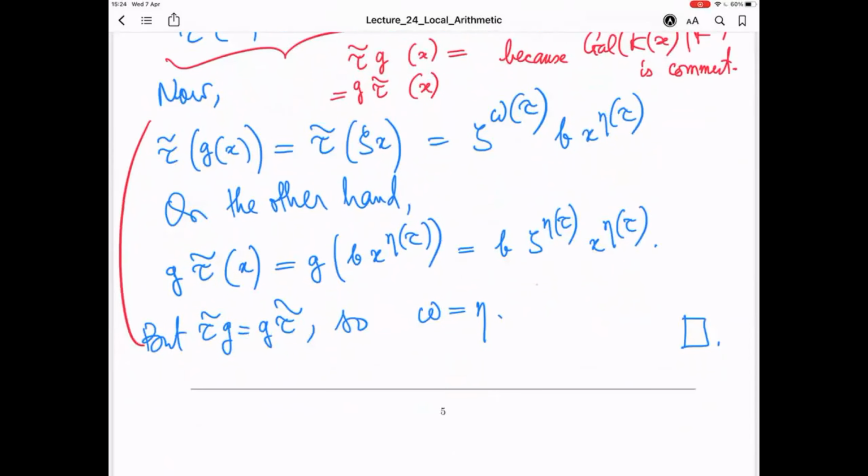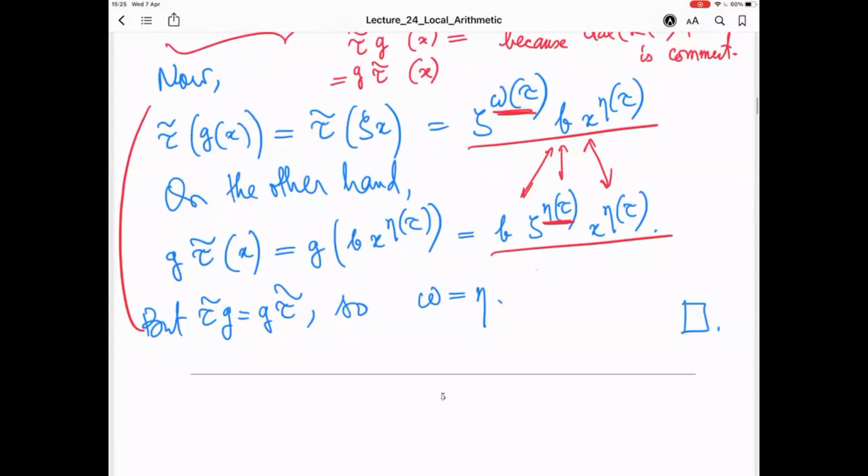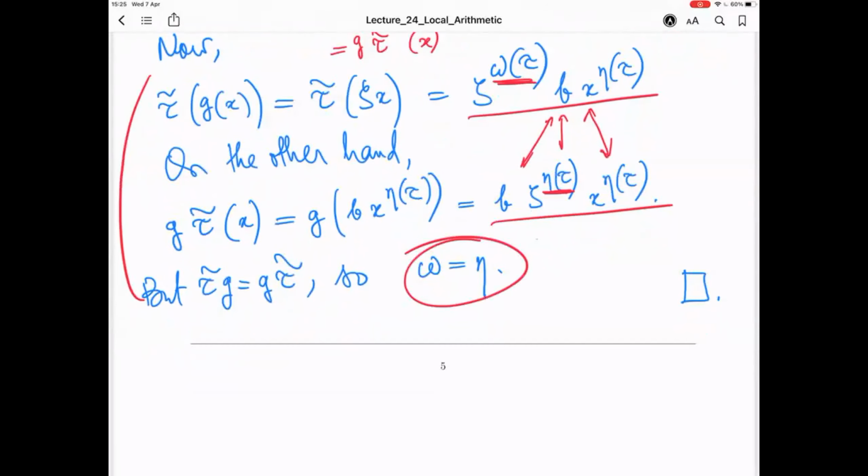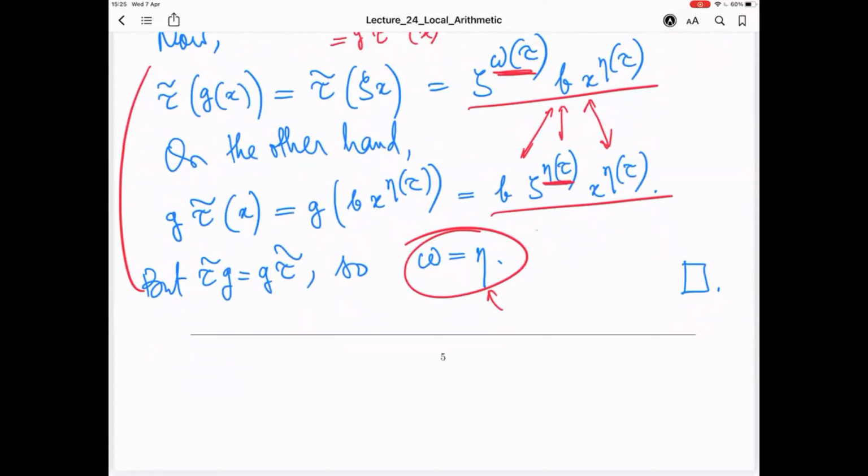So the two computations were, this is the first, this is the second result. If you compare them, you'll have these b's which will disappear, and these x to the same powers disappear. So here you'll get zeta to the power omega, and here you'll get zeta to the power eta. And therefore this omega has to be equal to eta. This is the character through which delta acts on D, and we have proved that that character is the cyclotomic character, which is what we wanted to prove.